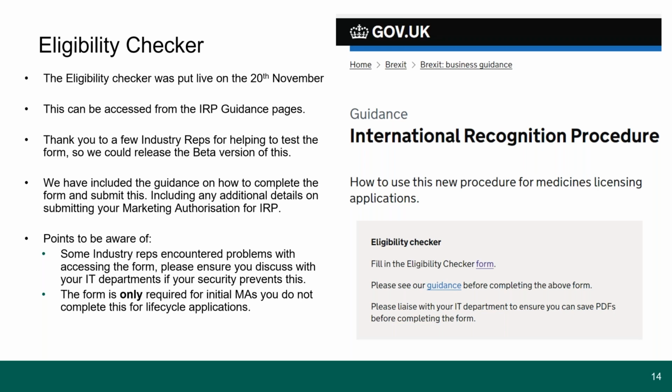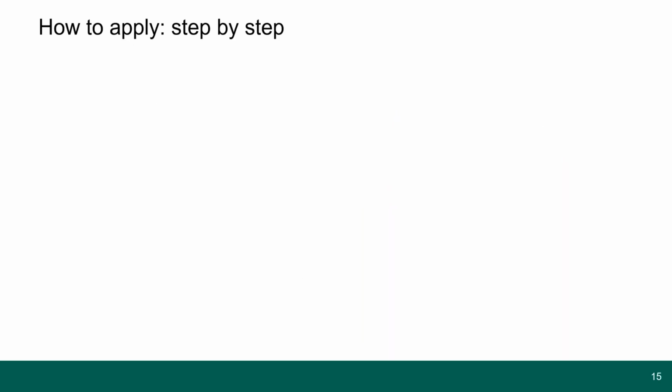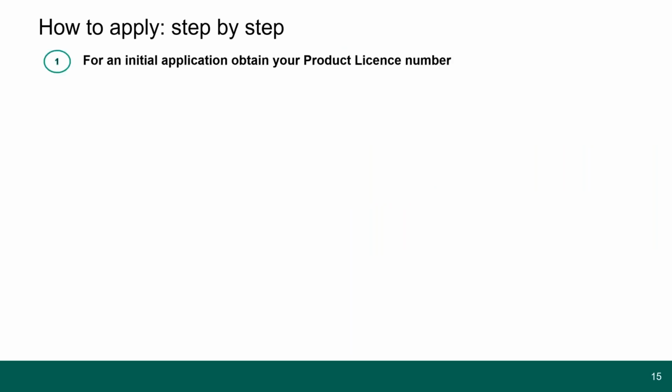Next slide, please. So I'm going to take you through how to apply and step-by-step procedure. Next point, please. So for the initial application, you will need to obtain a product license number. Next point, please.